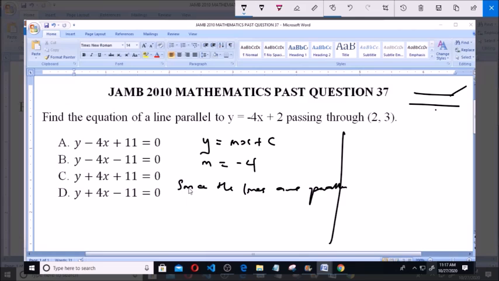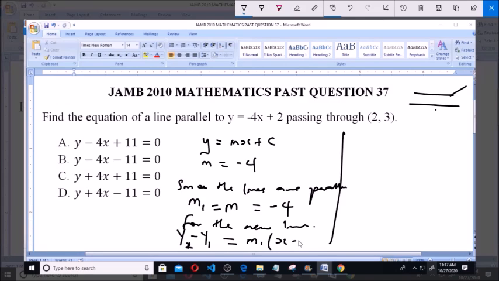So we can now say that the slope of the second line, let's call it m1, is equals to the slope of the first one, m, which is equals to minus 4. Now for the new line, which is parallel to the other line, we can get the equation of the new line. We can say that y minus y1 is equals to m1 into x minus x1. The m1 is the slope of the second line, which I have to find.